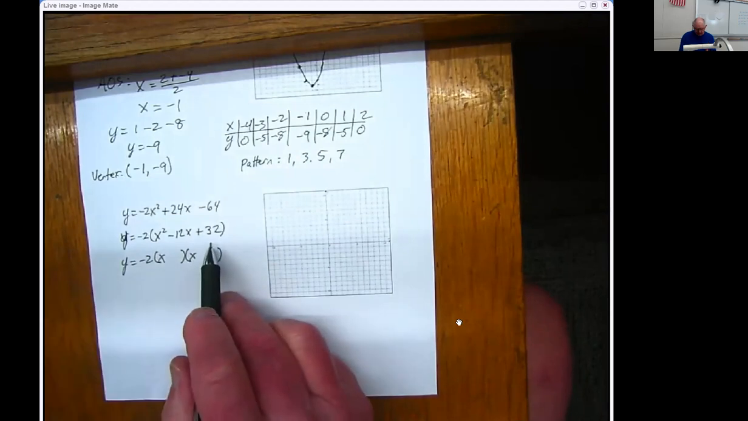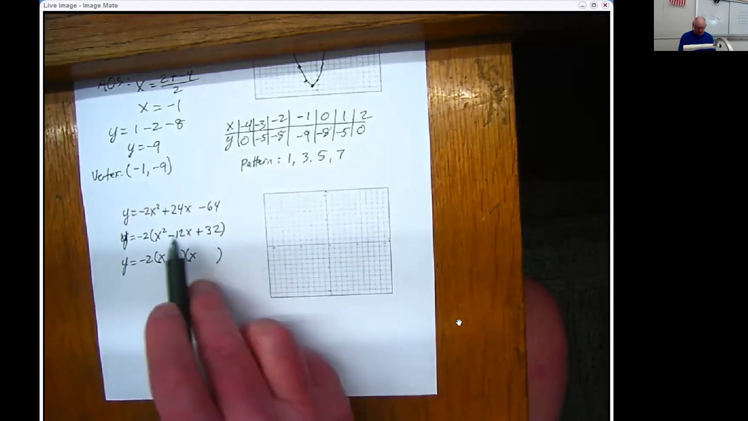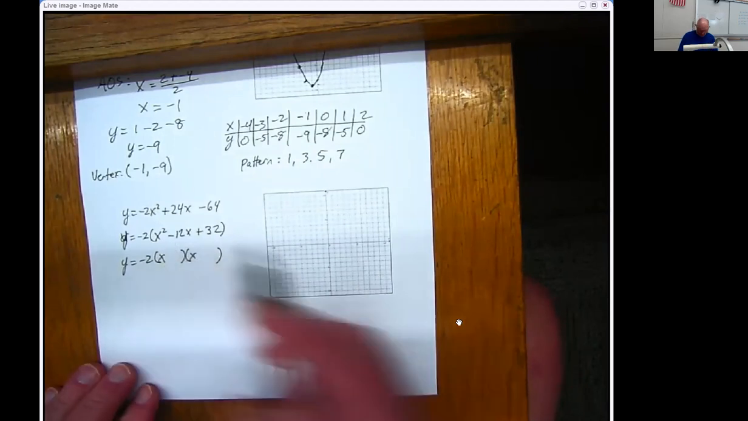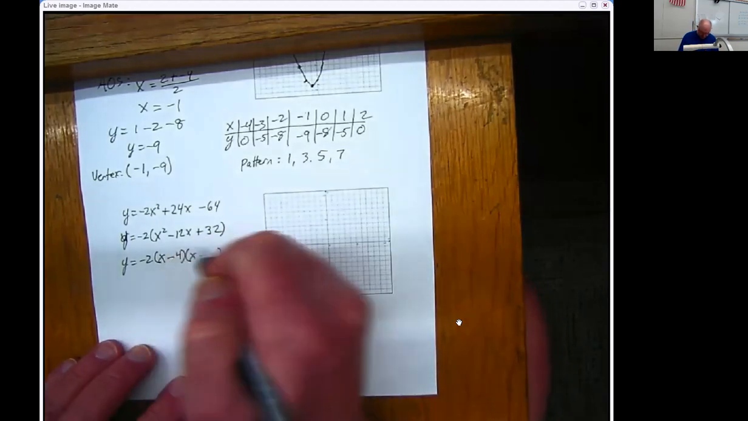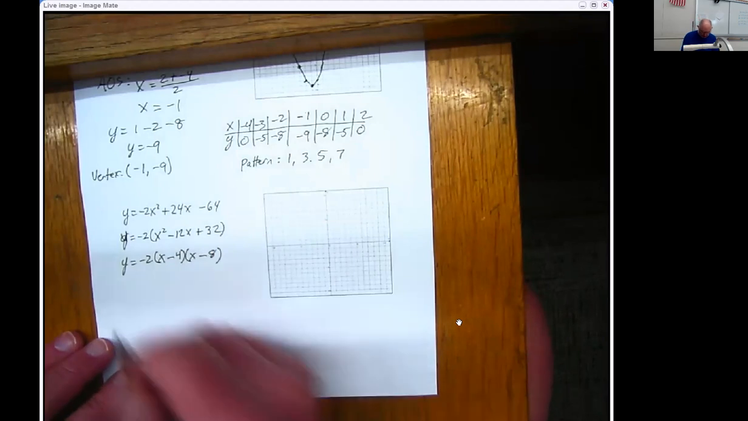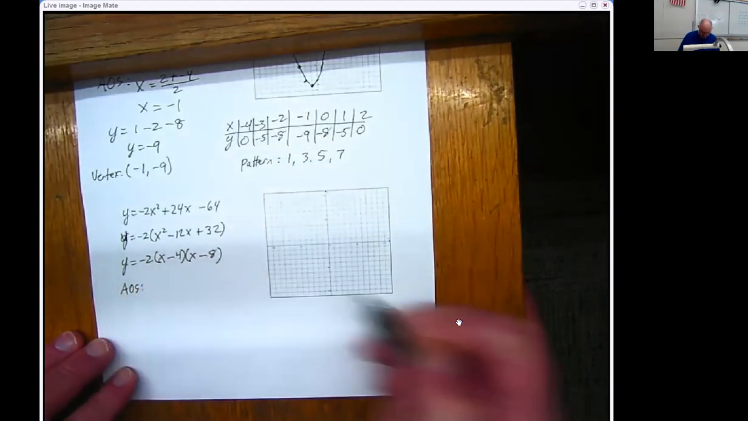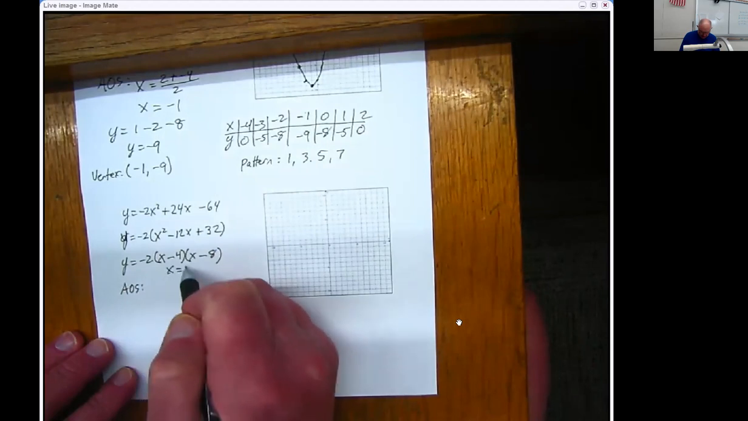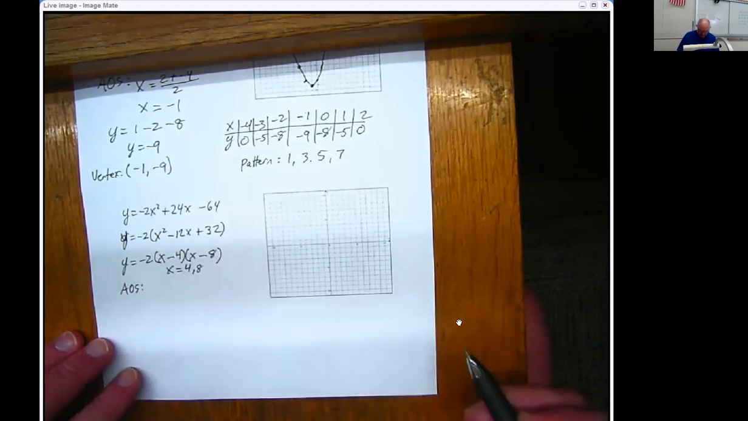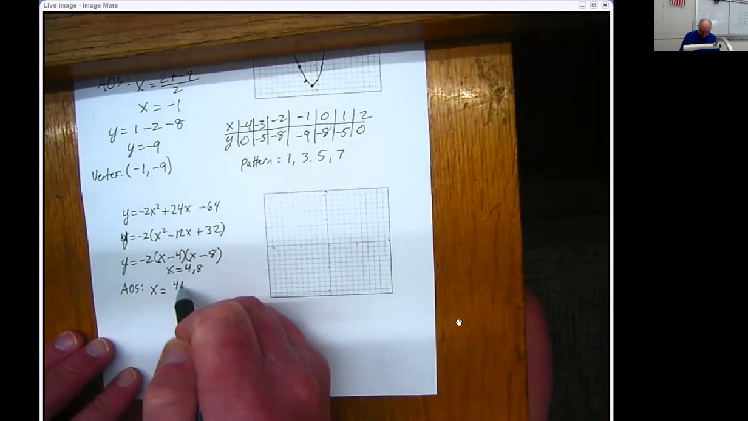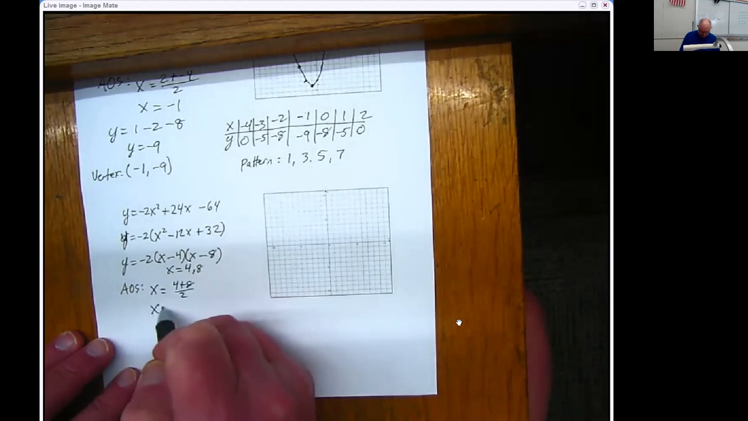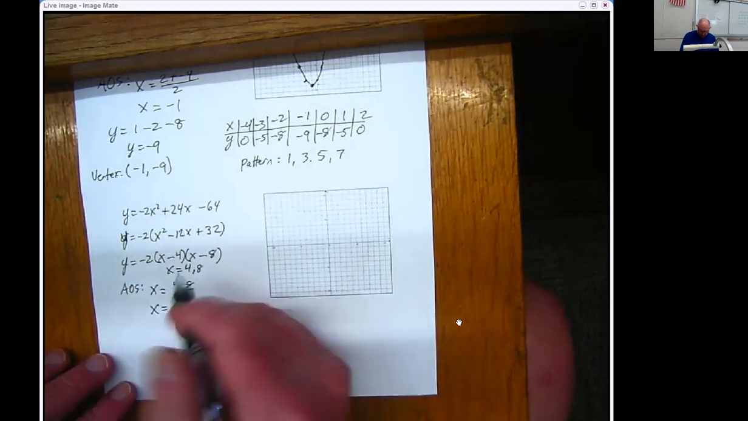Now, my product is positive, which tells me the 12 truly is a sum. They have to have the same sign. And since the 12 is negative, they're both going to be negative. So I need two numbers to multiply to get 32, add to 12. Well, that's going to be a 4 and an 8. So -4 minus 8. And so my axis of symmetry, take the average of the zeros, which would be 4 and 8. And then I'm going to take the average of those two. So x equals 4 plus 8 over 2. So my axis of symmetry is going to be 12 over 2, 6.